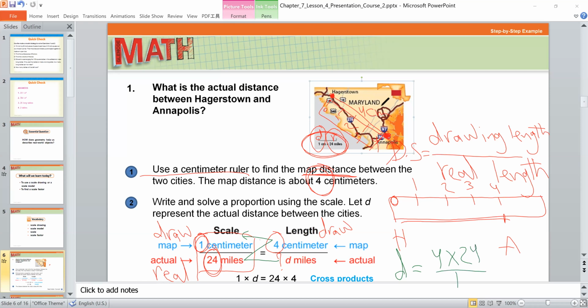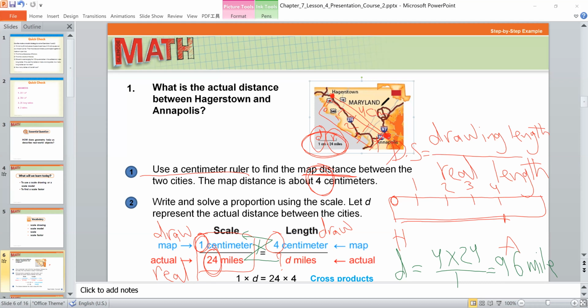You remember the Z letter? I will multiply these two numbers together. I will multiply 4 by 24. So 4 by 24 is equal what? It will be equal 96. So this one is equal 96 what? Miles. You understand me?